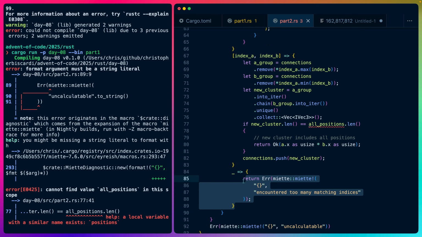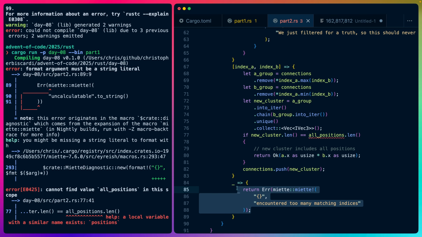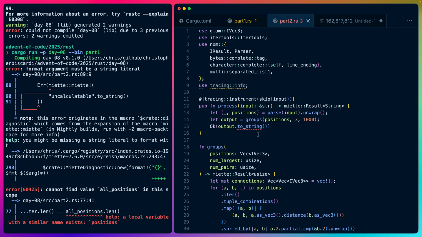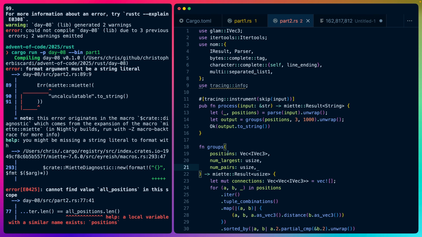Encounter too many matching indices. Now we could add more data here, but we're actually never going to hit this and never going to see that. I just wrote it for kicks. So groups is now an unwrap here. We'll still get that usize. We do have to pass in all positions. Actually, positions is all positions, isn't it? So it's actually just positions.length.